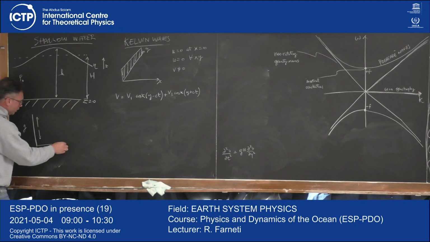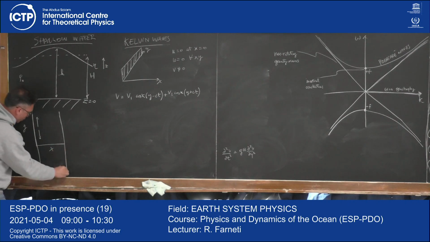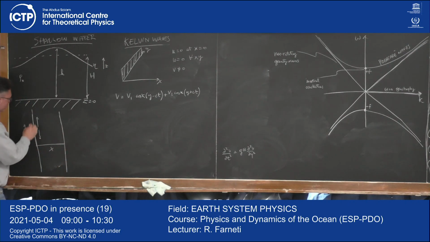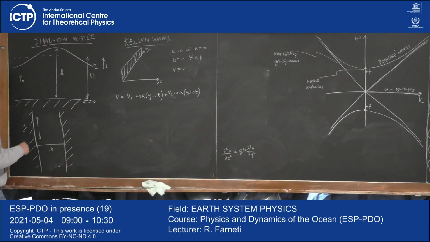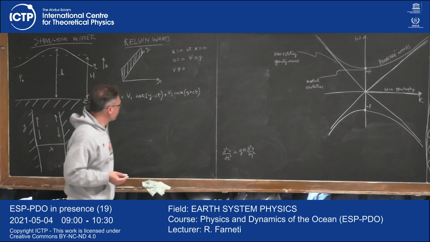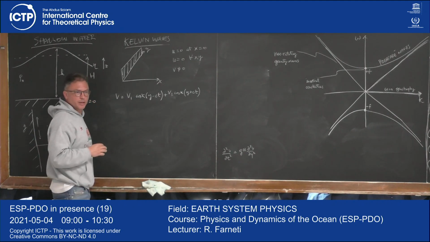We could have actually built a model on a channel. Okay. So that you have two walls, meridional walls, one on each side. So you can allow solutions for waves traveling along this boundary and waves traveling along this other boundary. Okay. And we will see that this is actually a nice application of the Kelvin wave. But let's use just one meridional boundary. Okay.